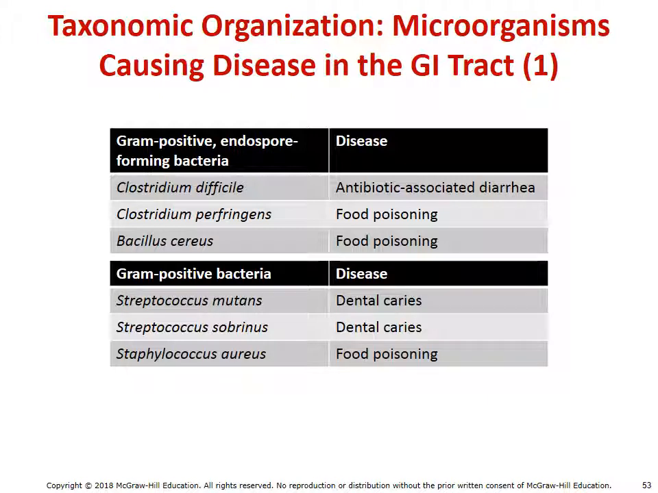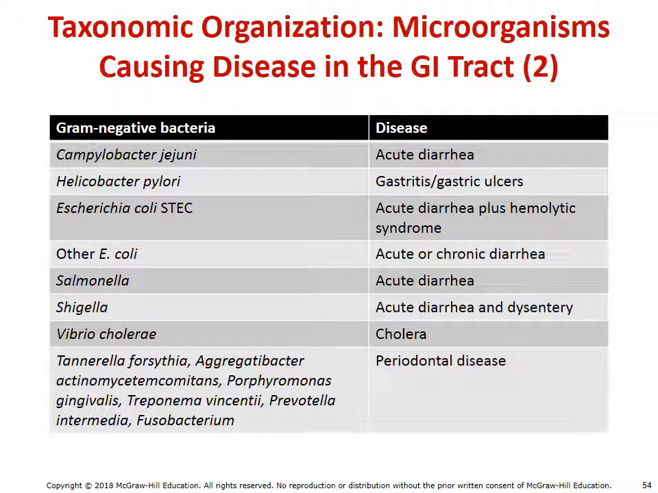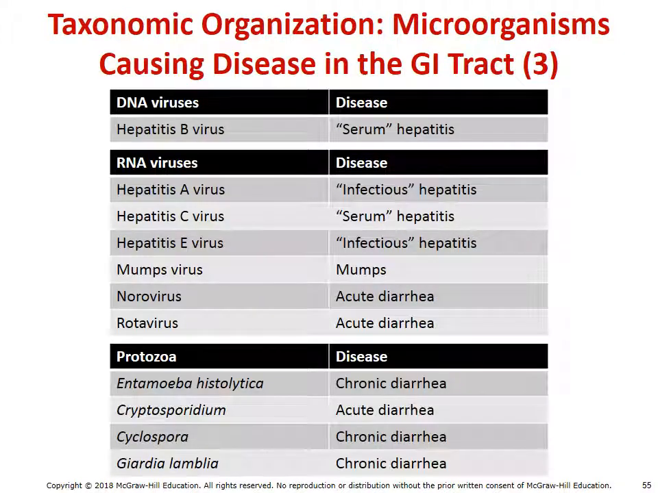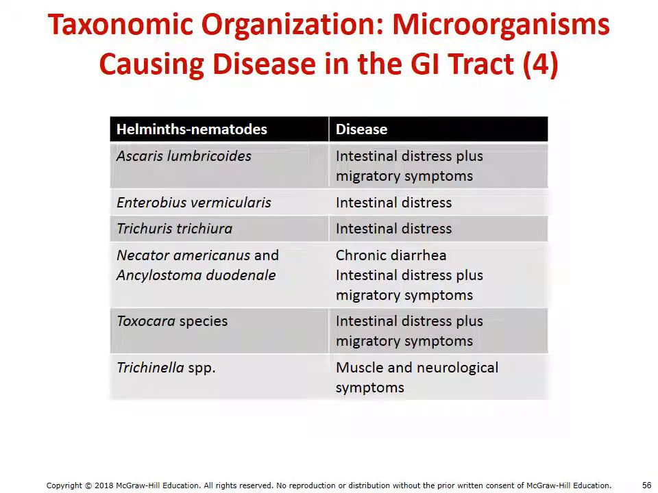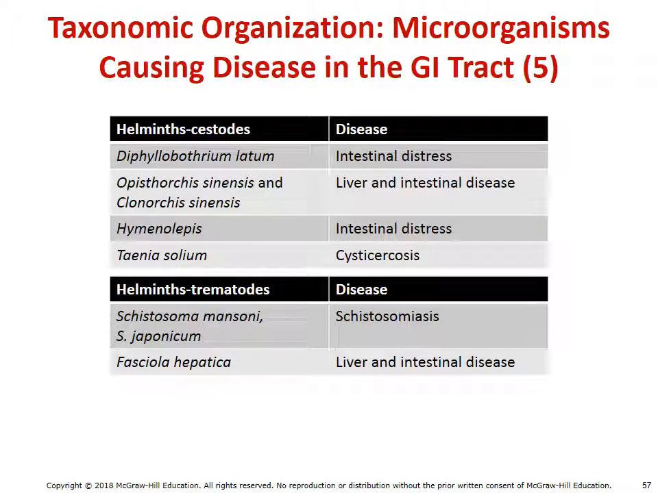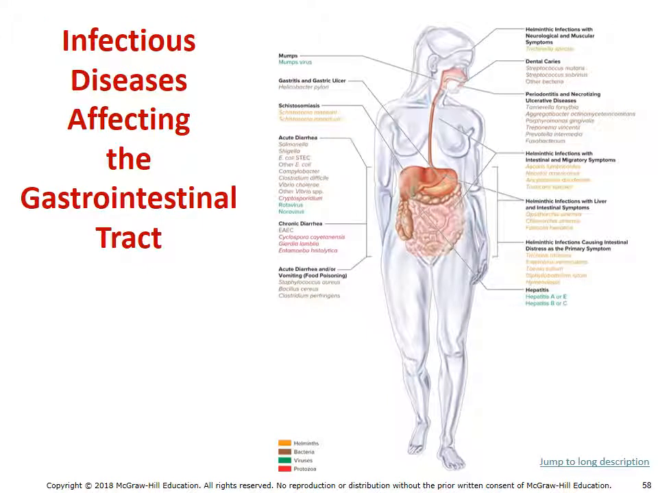So here's the overall summary of the different dangerous organisms associated with the GI tract. Here's again the gram-negative bacteria. Here's again the viruses and protozoa. And then our worms. And lastly, again, worms. And here's that image, the visual summary of the different threats.